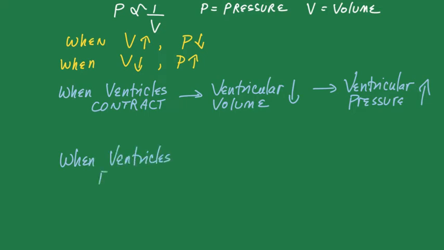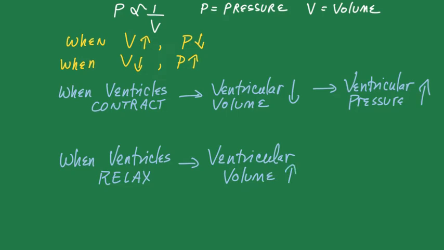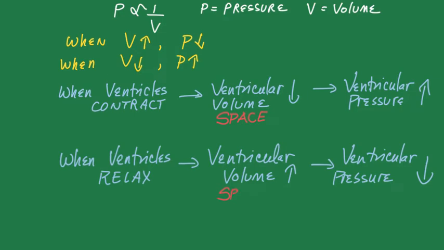So let's see what happens when ventricles relax. When ventricles relax, there is more space. Ventricular volume increases. Imagine yourself inside the ventricle, lots of space. Then ventricular pressure decreases. You don't feel the pressure. The pressure decreases. One thing to remember here is that when we say volume, we mean space, not the amount of blood in the ventricles, but the space in the ventricles.